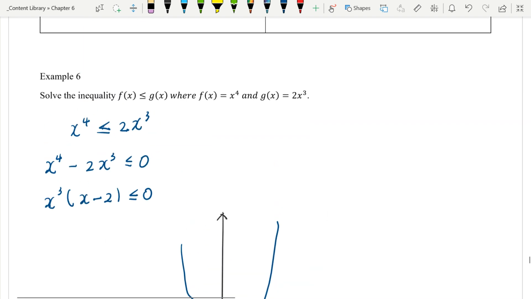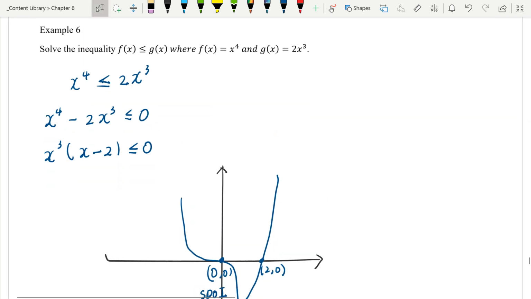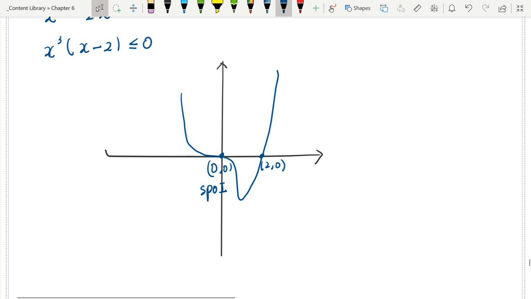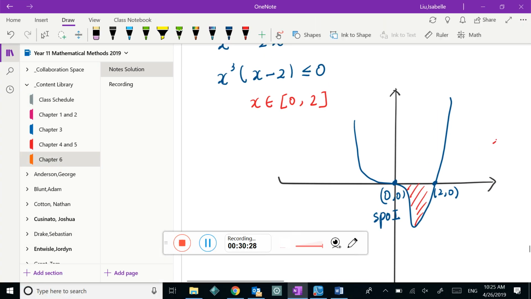And we want smaller or equal to 0. So what does x belong to? Yep. So x belongs to 0 to 2. Just like that, that's the point. Okay, 0 to 2.